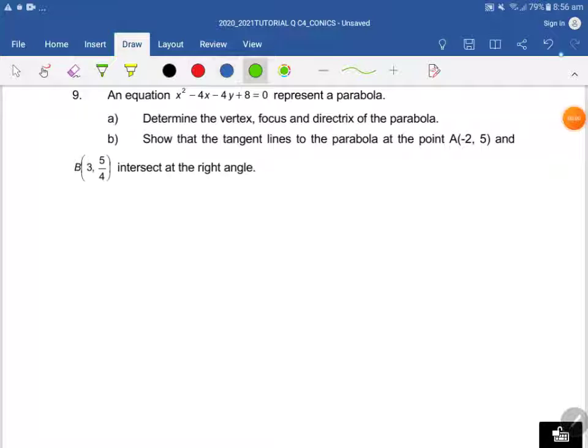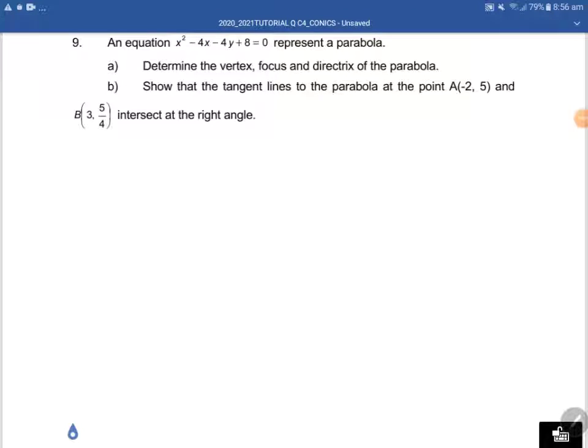So for question number 9, this is an equation of a parabola. The equation x squared minus 4x minus 4y plus 8 equals 0 represents a parabola. Determine the vertex, focus and directrix of the parabola. To determine the vertex, focus and directrix, we should have the equation in the standard form.